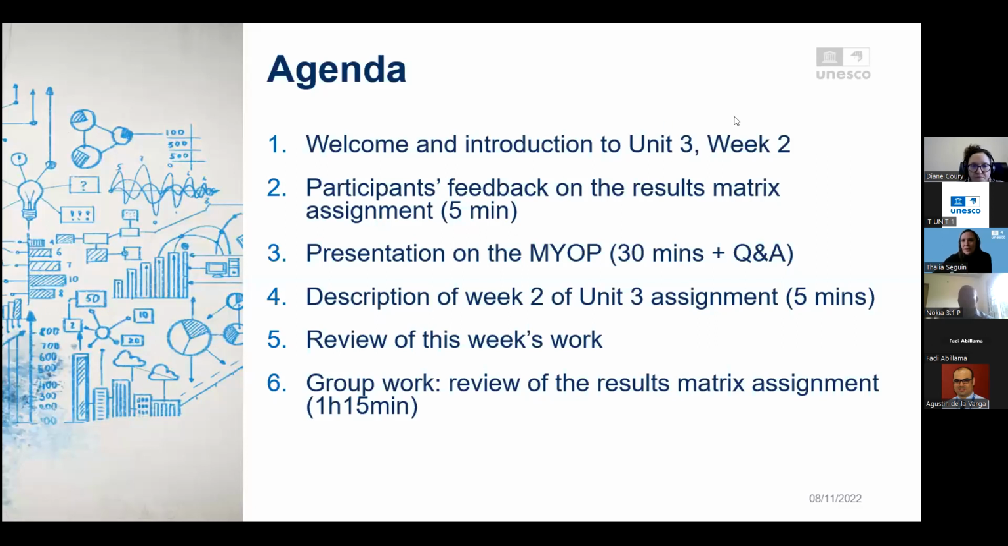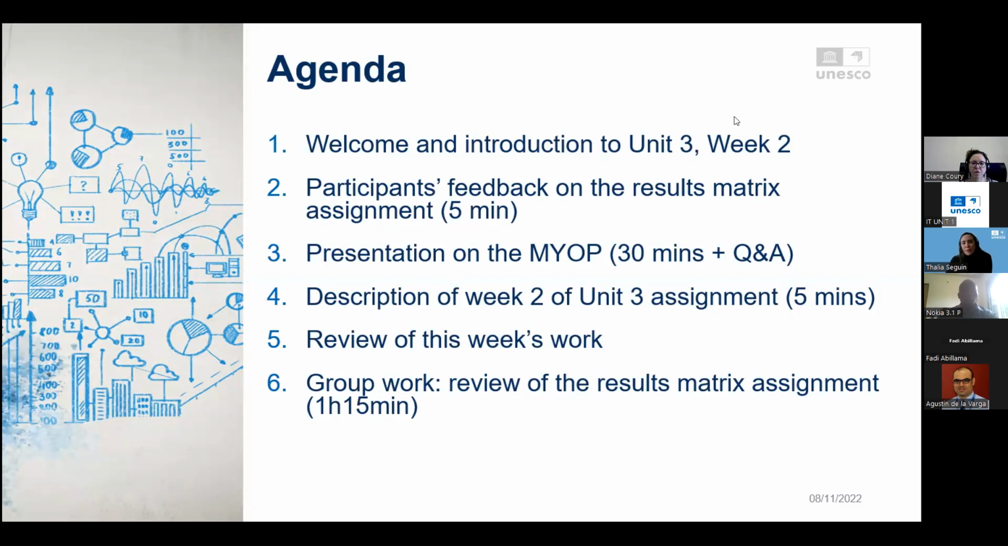So I'm going to start off just briefly with going over the agenda for today's session. We'll work in a similar manner to the past live sessions that we've had together. First off, a brief introduction to Unit 3, Week 2, followed by an opportunity for you to provide some feedback on the results matrix assignment that you completed by the end of last week. Then we'll have a brief presentation from Deanne on the multi-year operational plan and time for questions and answers.